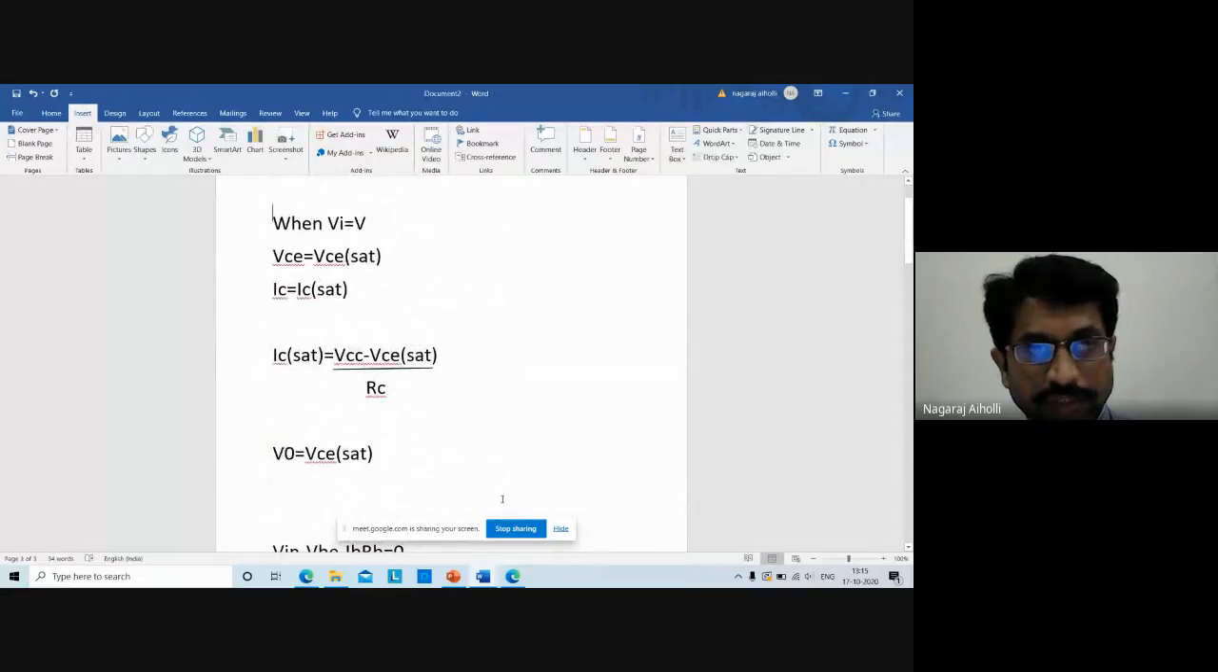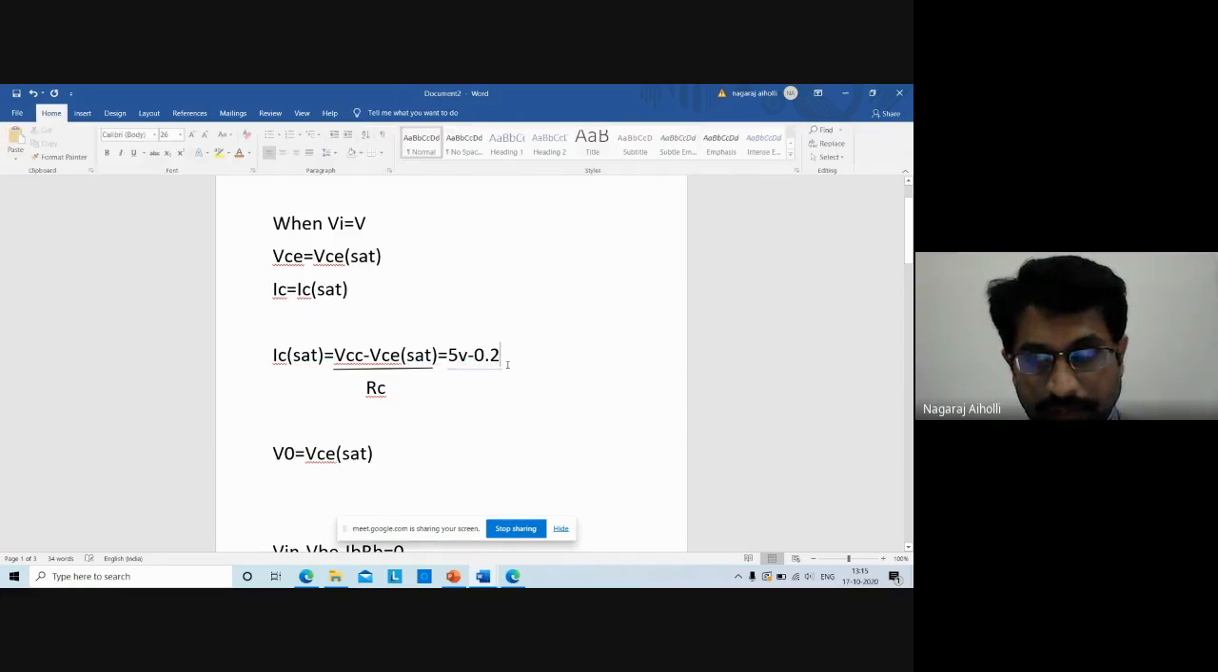When it goes to saturation, what are the equations we have here? IC saturation is equal to VCC minus VC sat by RC. How much is VCC, students? What is the value of VCC they are given? 5 volt. 5 volt minus VC saturation. How much they are given? 0.2 volt. This divided by RC.